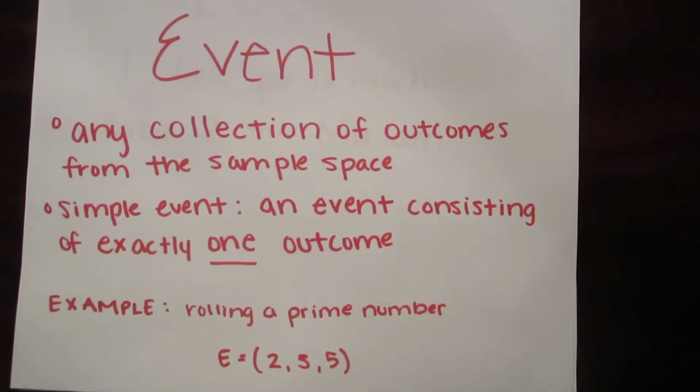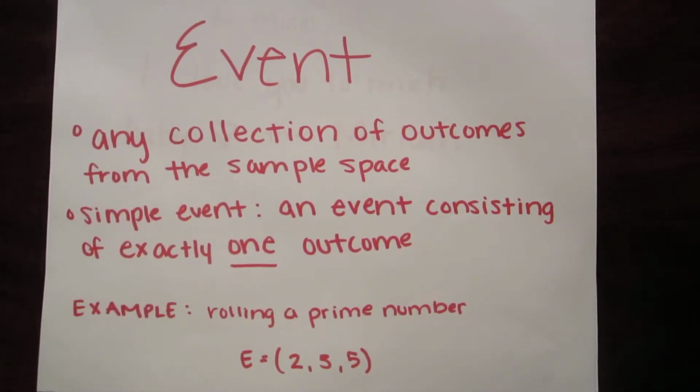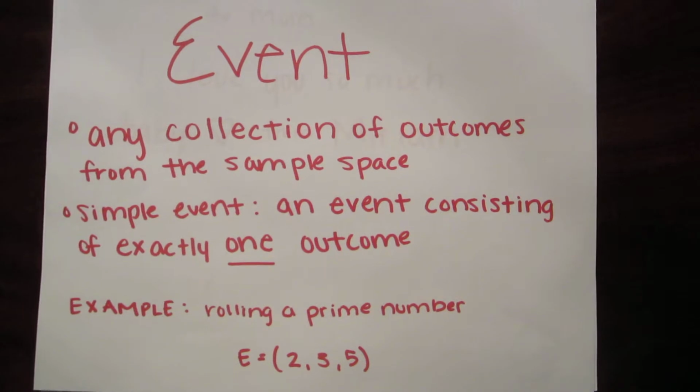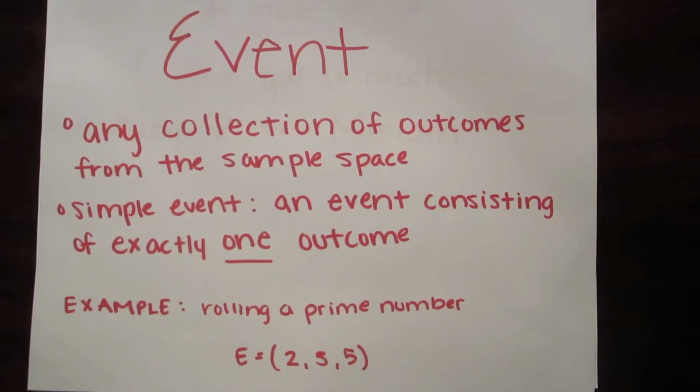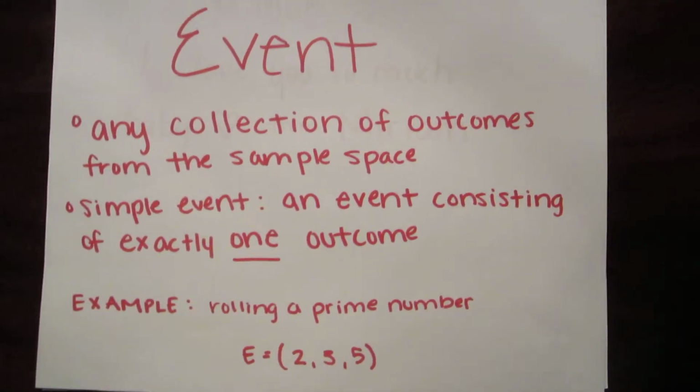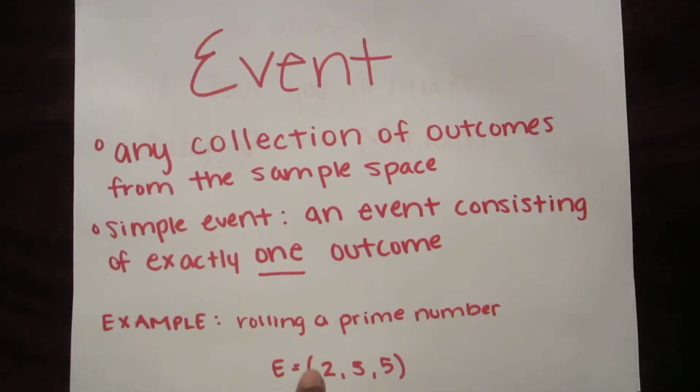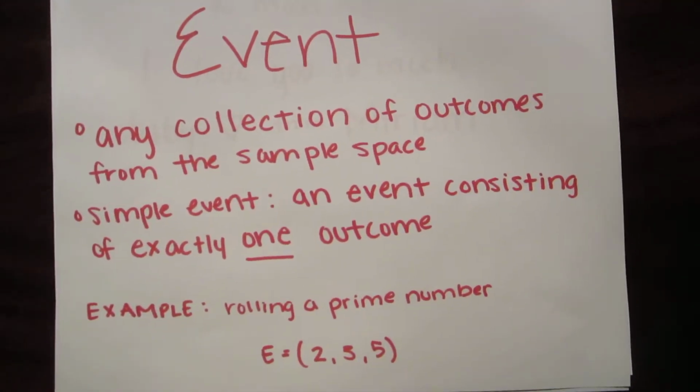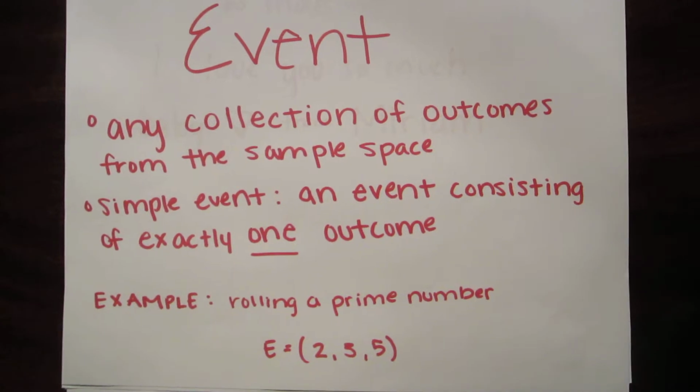Event: any collection of outcomes from the sample space. Simple event: an event consisting of exactly one outcome. So for example of an event, we could say rolling a prime number. The event would be 2, 3, and 5 because those 3 numbers are prime numbers.